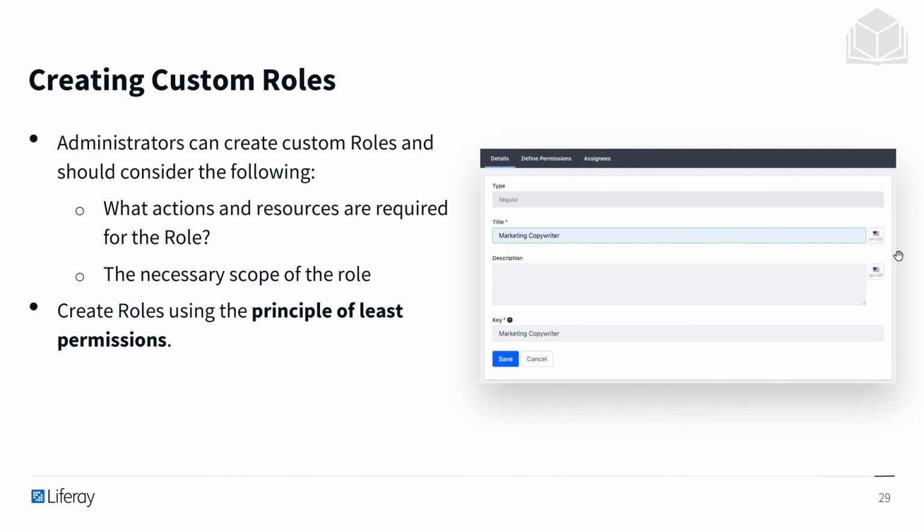What actions and resources are required for the role? And what is the necessary scope of the role? If I want to create a new blogs editor, I should probably limit him or her to just be able to access blogs. And in fact, I should probably only let him or her do it on the specific site where that person will be working. When we're creating roles, we want to use the principle of least permissions. This is going to keep people from accidentally interacting with things that they're not supposed to.